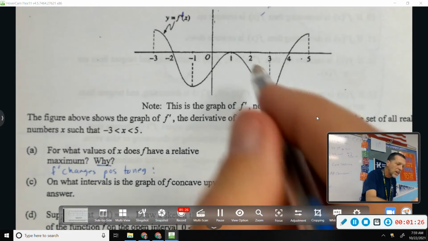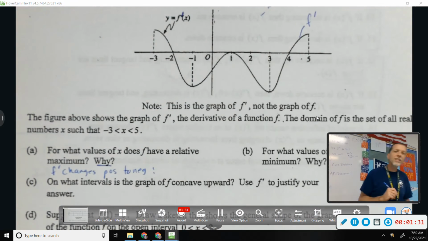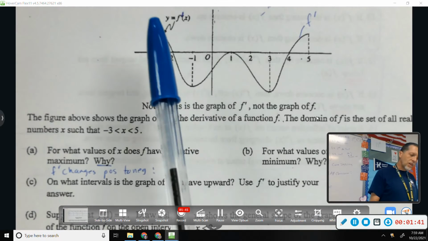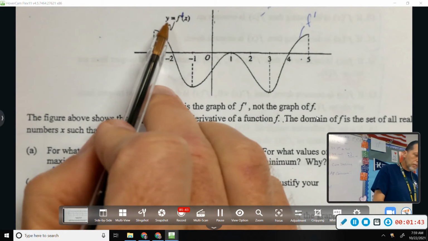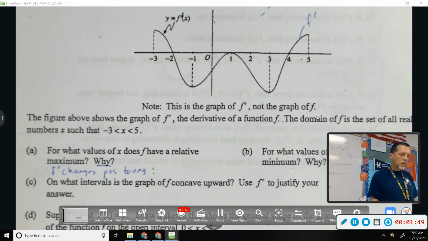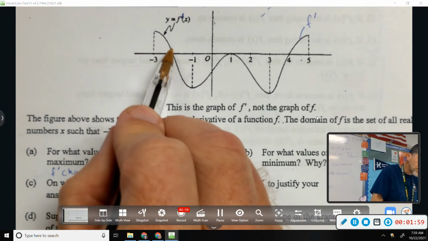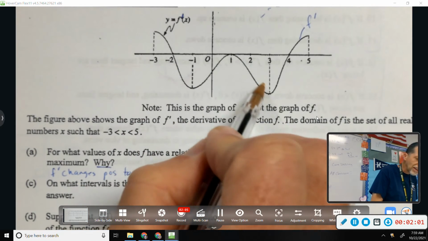Well, I have a picture of f prime. This is the graph of f prime. So I would like to know when that graph changes from positive to negative. So at what x value does this graph of f prime change from being positive to being negative? So it's positive here. The graph is positive, positive, then it's negative, negative, negative.